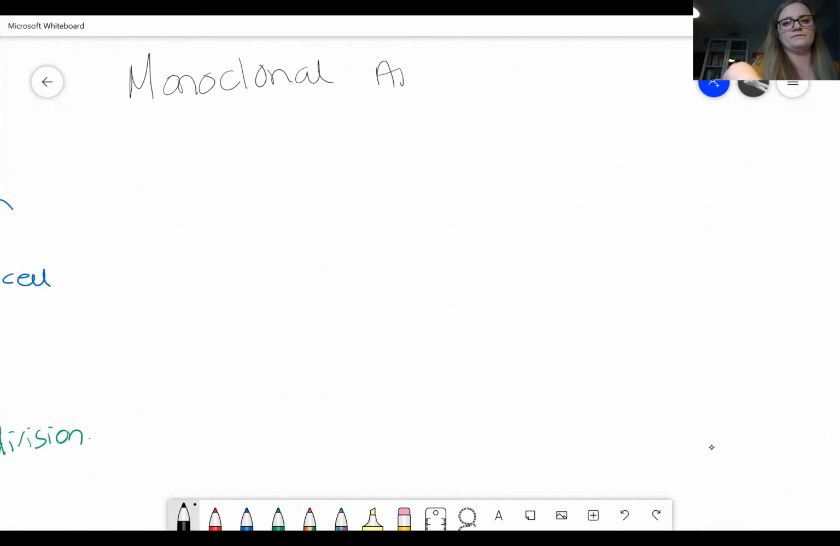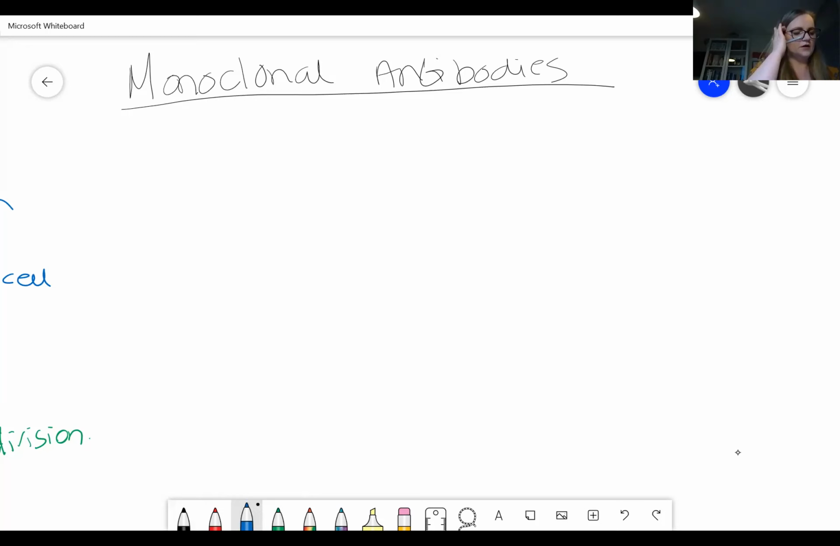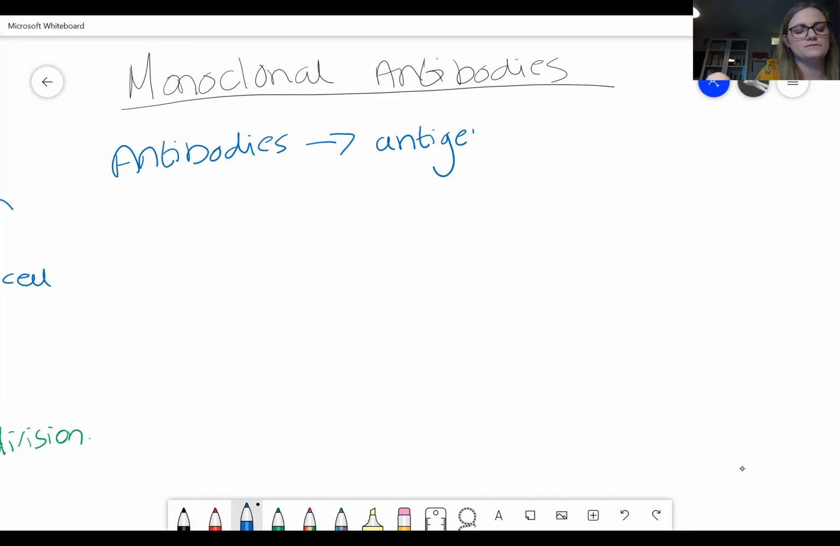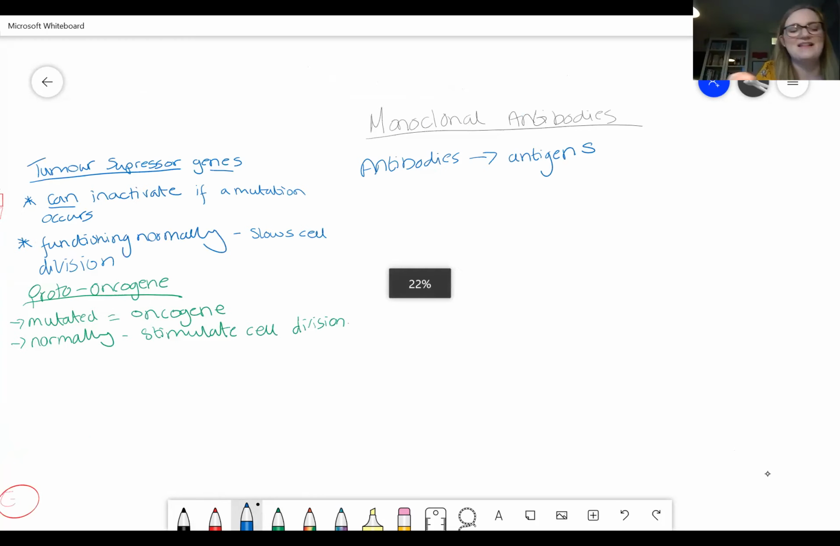Monoclonal antibodies. Basically, how antibodies work is they bind to antigens, and antigens are found on viruses. So antibodies bind to antigens. Now, it's not just anybody binds to any antigen. It's very similar, because it's a protein, to how enzymes work.